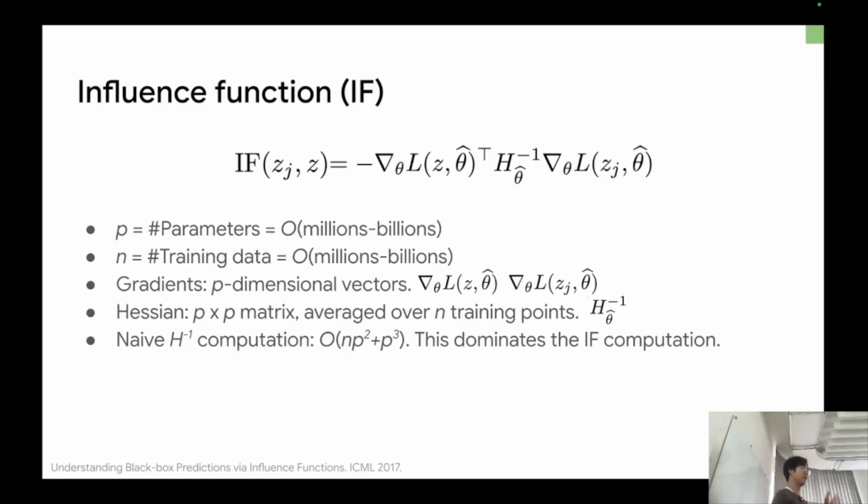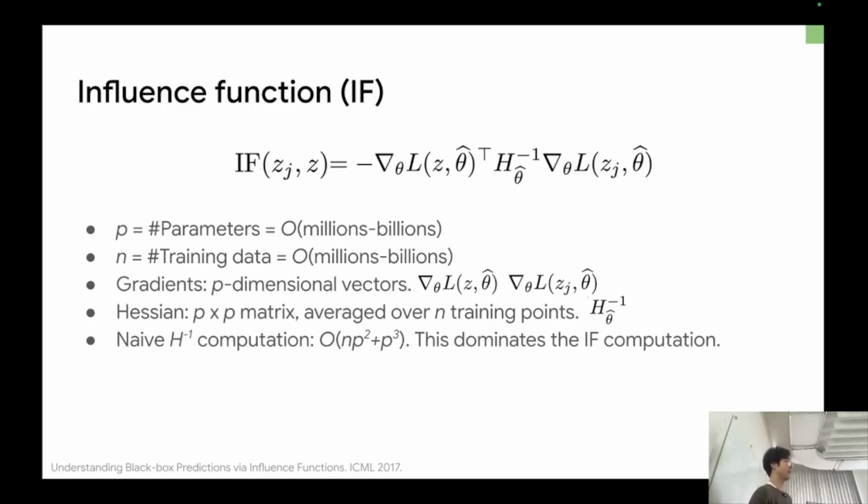Not just that, but the Hessian is also an average across all training samples. So you have to compute this n times, where n is the number of training samples. It's kind of eclipsed by all this huge computation, but also the gradients themselves are super huge.